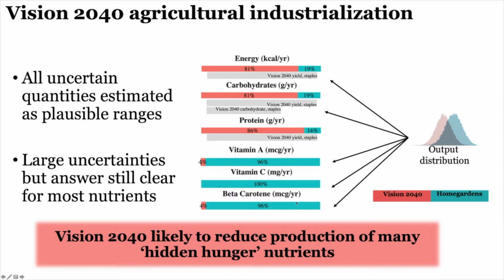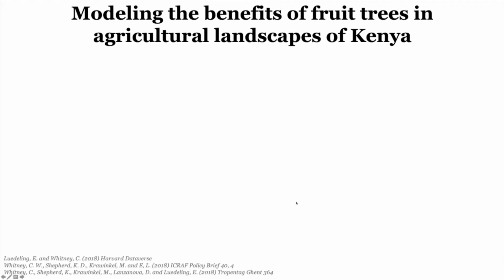That is, issues related to nutrition that are not immediately visible, like stunting and thin people, things like this. So another example I'd like to talk to you about is the benefits of fruit trees. It's similar in some ways because it's also about nutrition and agricultural production.